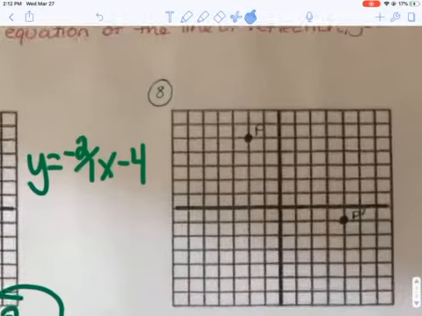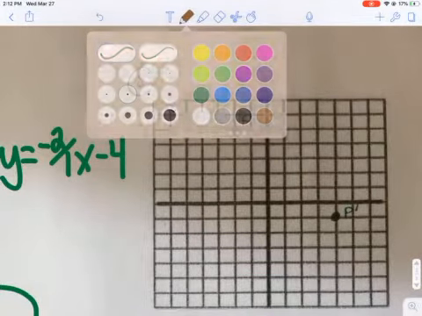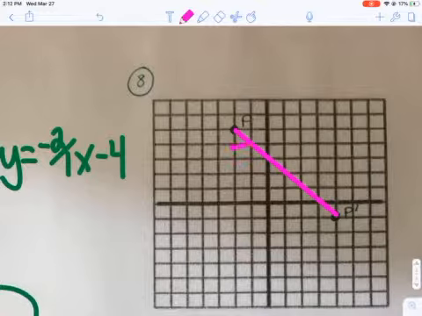Actually, I can do this for number 8 as well. So in this case, I've got 2 points. I'm going to draw a line through it. I'll do this one in pink. Here we go. So now I want to figure out the slope of my line, which is nice and easy. Down 1 over 1, down 1 over 1. So I'm identifying all my points here on my line.